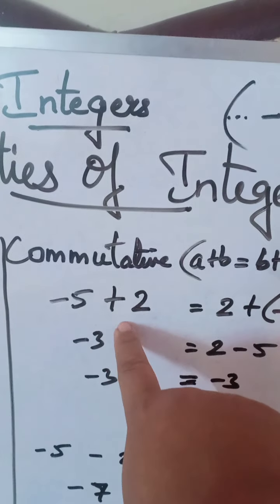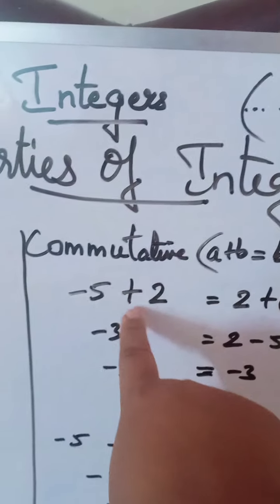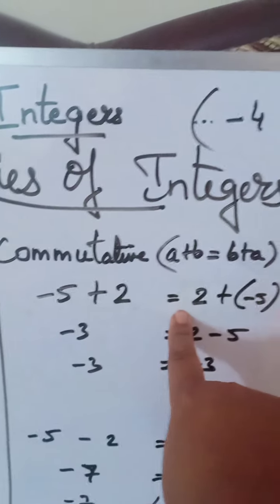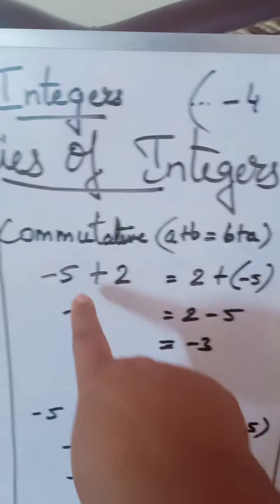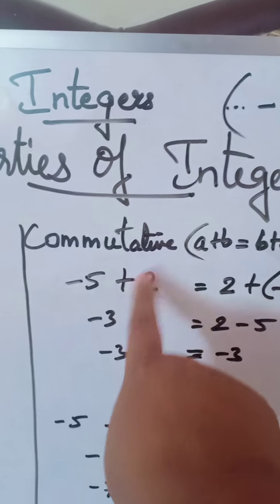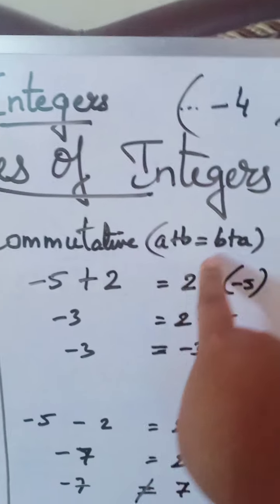Sorry, minus 5 and 2. So minus 5 plus 2 I have added. Since for the addition the sign is plus, minus 5 plus 2 is equal to 2. Now you have to reverse. See here, a is minus 5 and b is 2. So a plus b, that is minus 5 plus 2, equals b plus a.